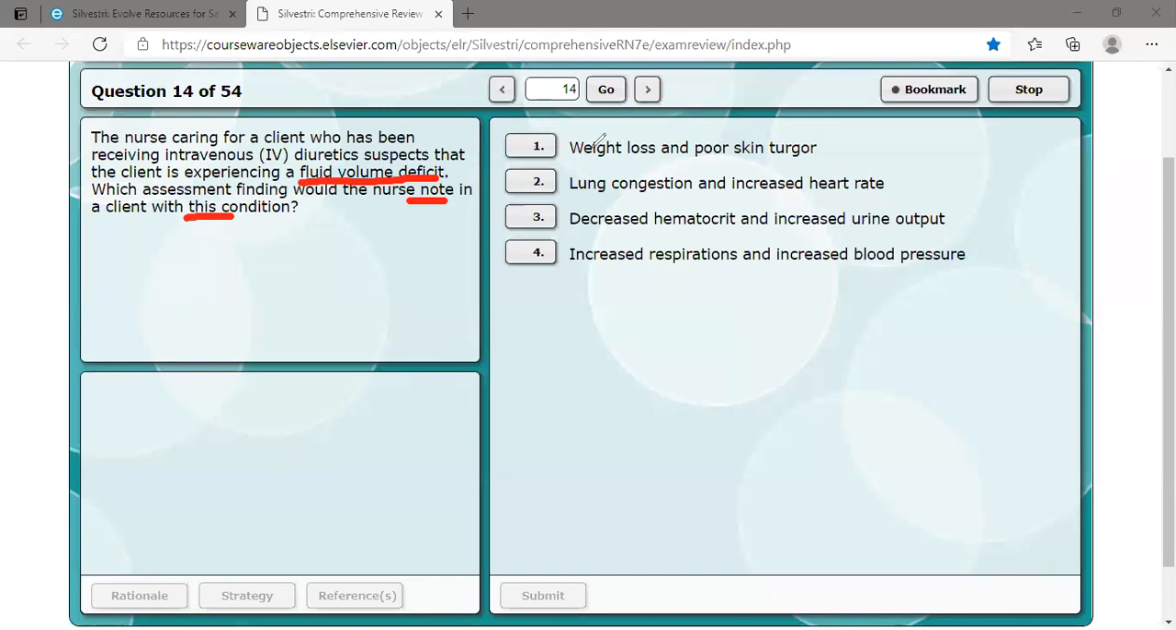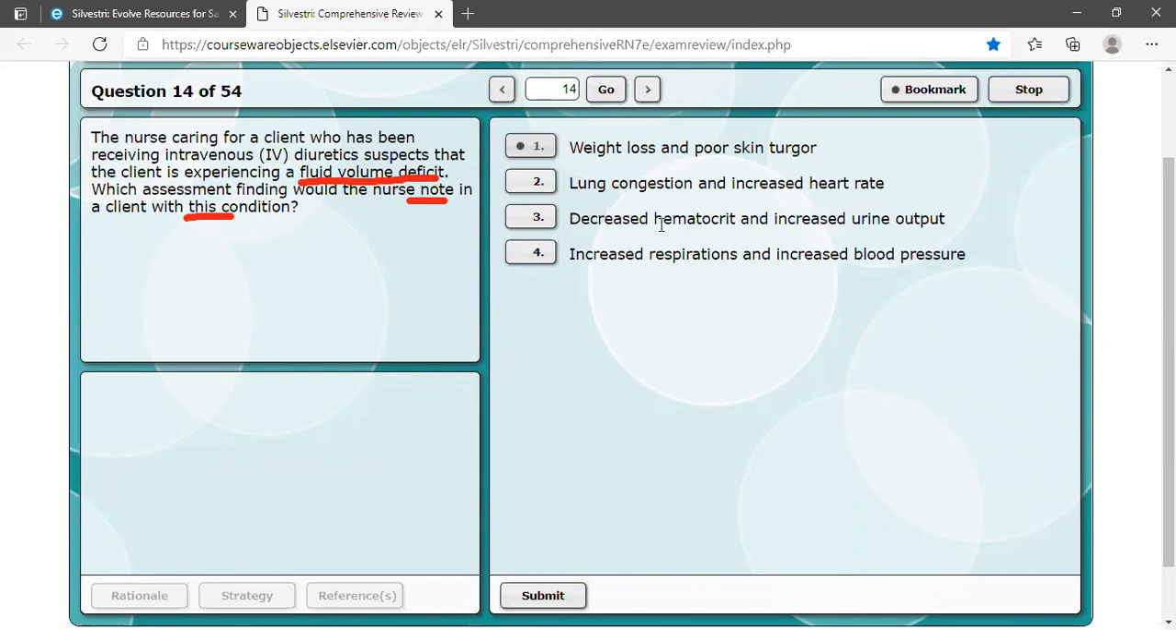The first one, weight loss and poor skin turgor. Definitely it is a sign of fluid volume deficit. Lung congestion, increased heart rate. A weak pulse is a sign of fluid volume deficit, but lung congestion and an increased pulse rate here, or decreased hematocrit, or increased urine output, this is a sign of fluid overload. In fluid volume deficit, hematocrit level goes up, but here it is decreased.